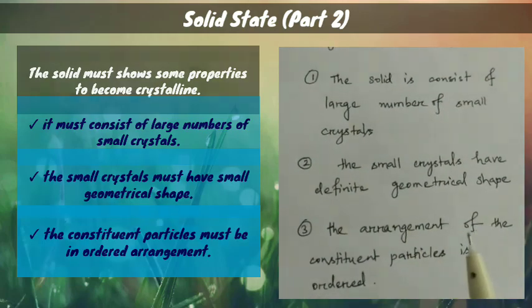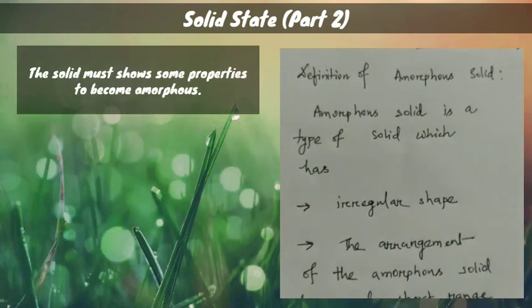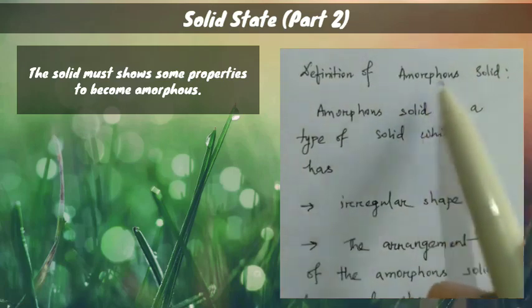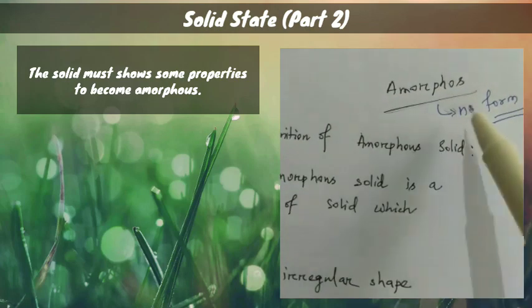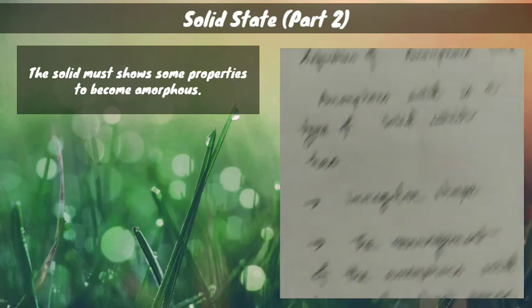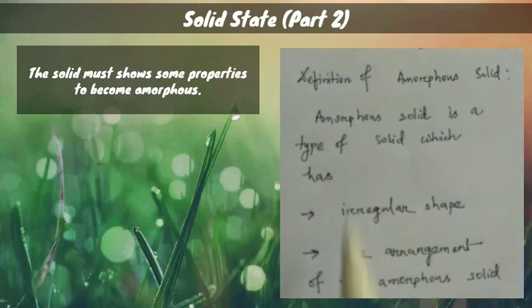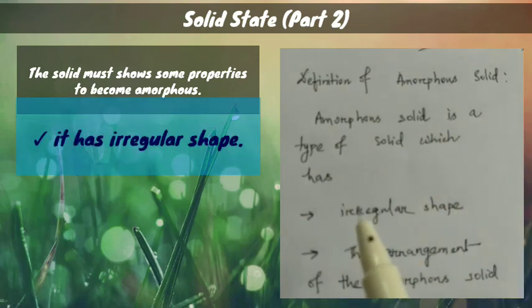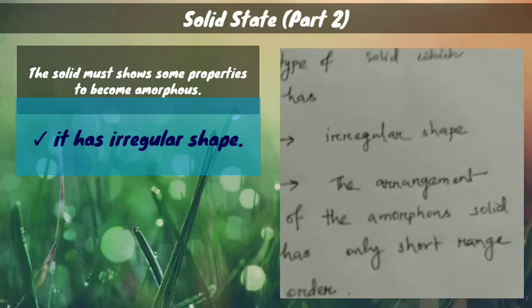A solid becomes a crystalline solid if it follows these three properties. Understand? Coming to the definition of the amorphous solid, the word amorphous comes from a Greek word. Amorphous means no form, that means they are not in ordered form. So we can define the amorphous solid this way. An amorphous solid is a type of solid which has some properties. The property is that they have an irregular shape.